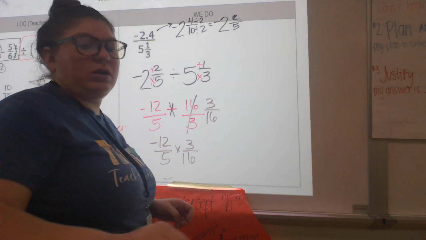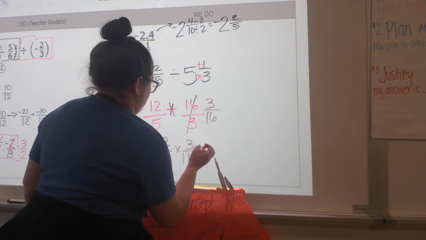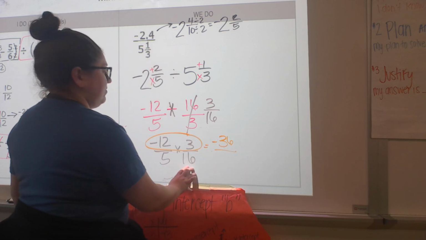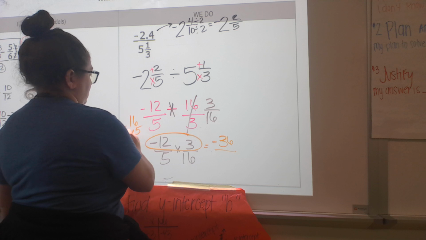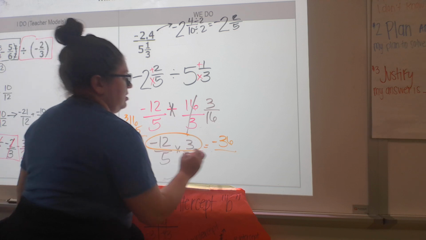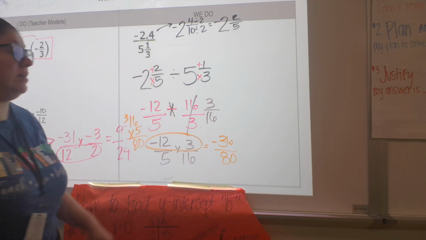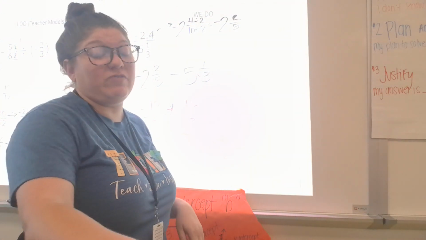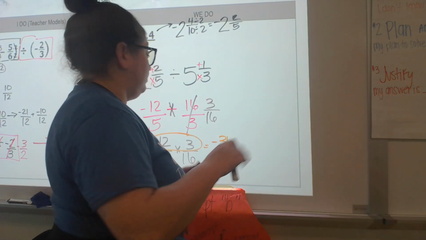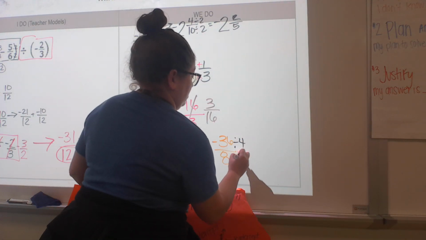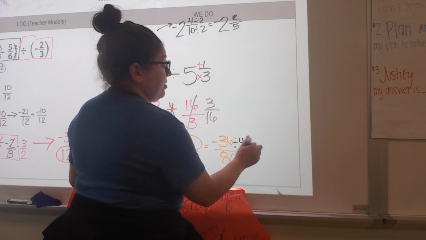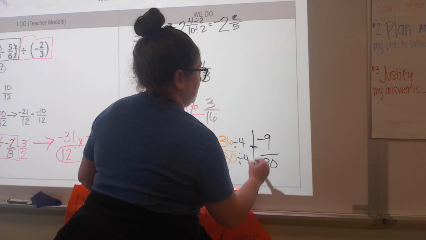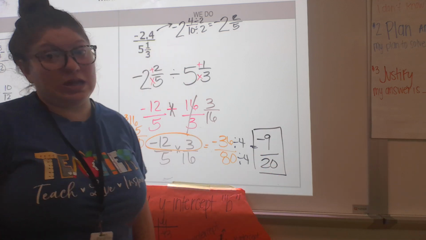Okay, so now I can multiply across. This gives me negative 36 over 5 times 16, 80. Okay, I can simplify this. They're both even, so I can simplify it by 2, but I can also simplify it by 4. Negative 36 divided by 4 gets me negative 9. 80 divided by 4 gets me 20. That is my answer, negative 9 over 20.